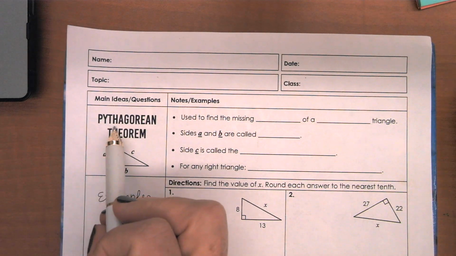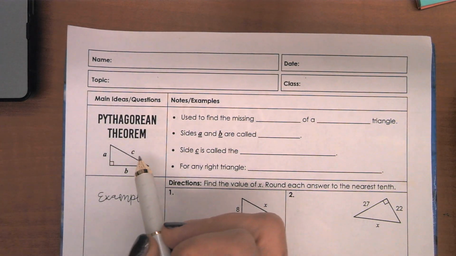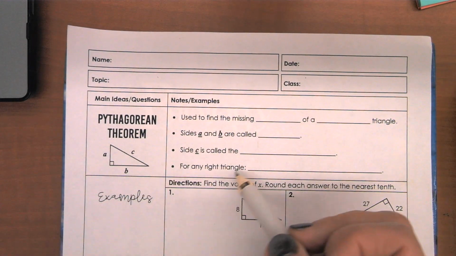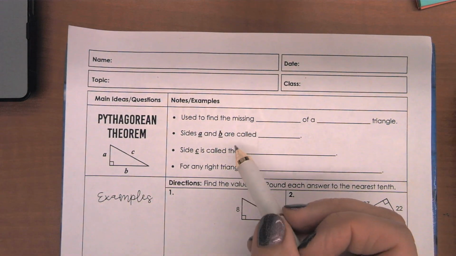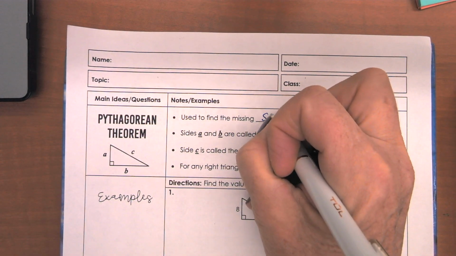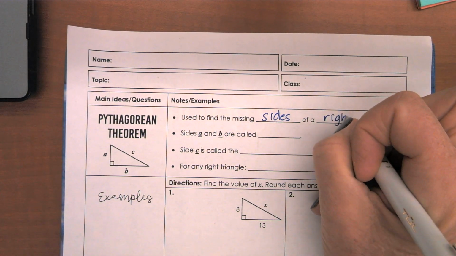So go ahead and say Pythagorean theorem. Now, Pythagorean theorem says that a squared plus b squared equals c squared. Now, let's go ahead and look at what that means exactly. We use Pythagorean theorem to find missing sides of a right triangle.